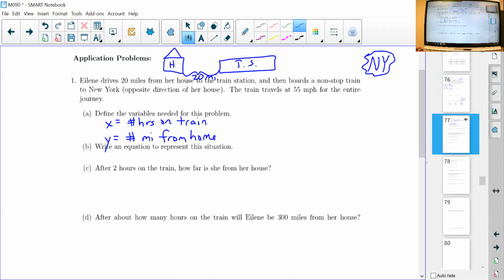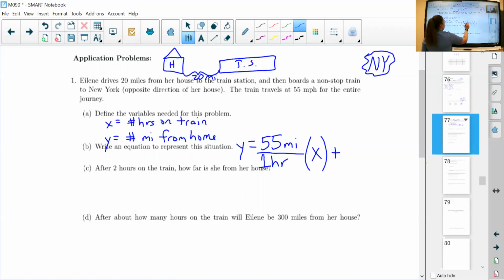Okay, I want an equation to represent this. So Y equals mx plus b, but I have to figure out what's m. M is my slope, my rate of change. My rate, so 55 miles per hour. I'm going to write it out like this. Miles per hour, I can do that. That's a 1.